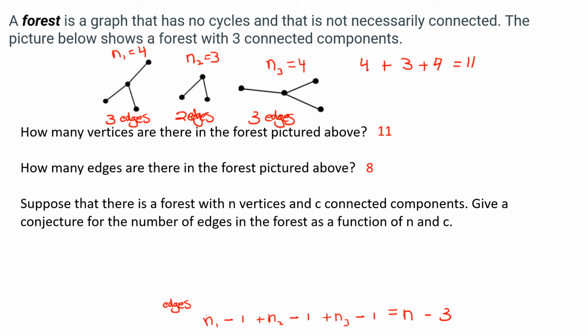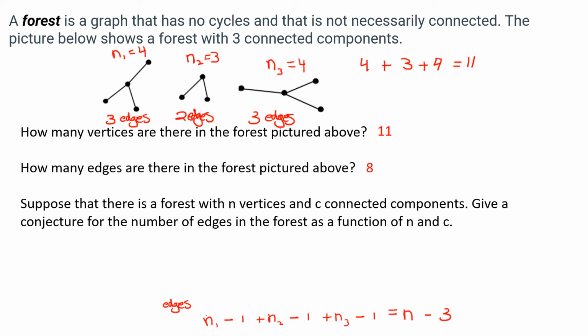Now it says, suppose that we have a forest with n vertices and c connected components. So basically c different trees, okay? Give a conjecture for the number of edges in the forest as a function of n and c. Well, look down here where you see in red it says edges, and this is talking about the number of edges in this example here.